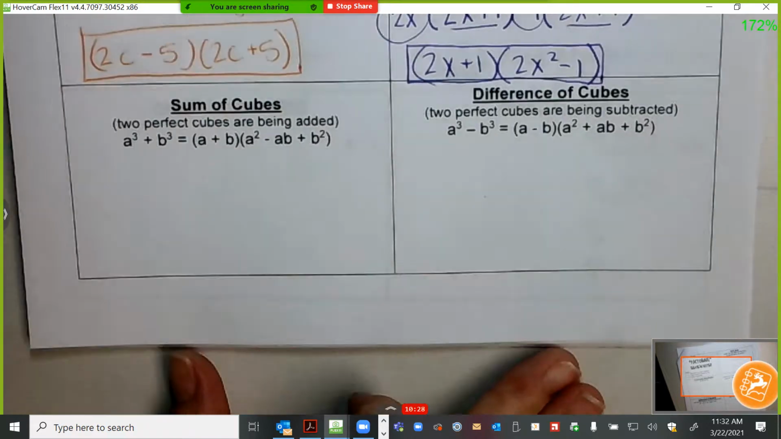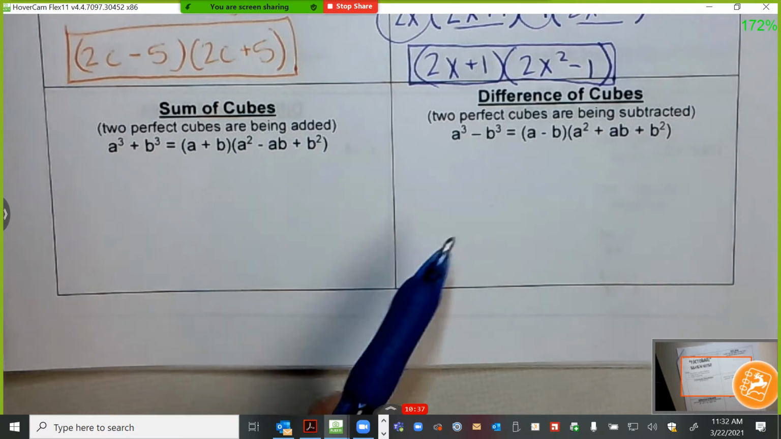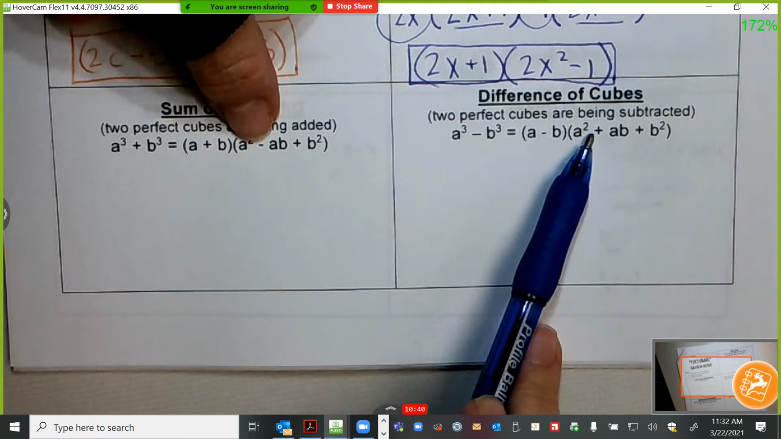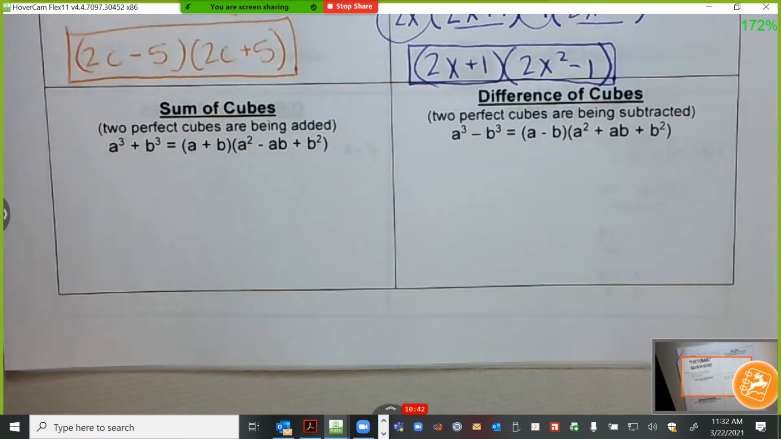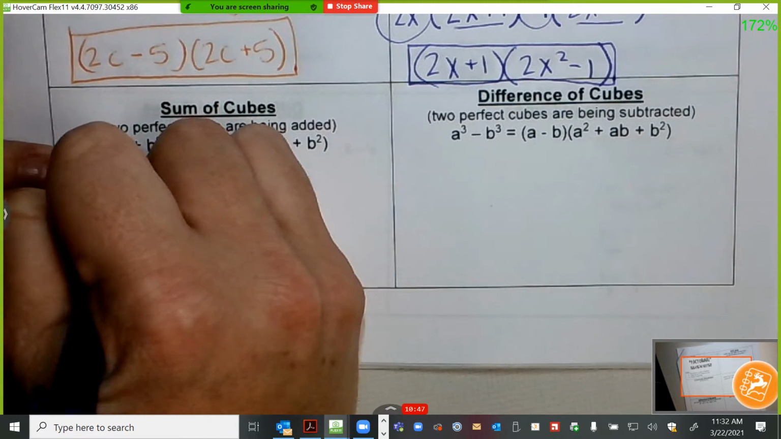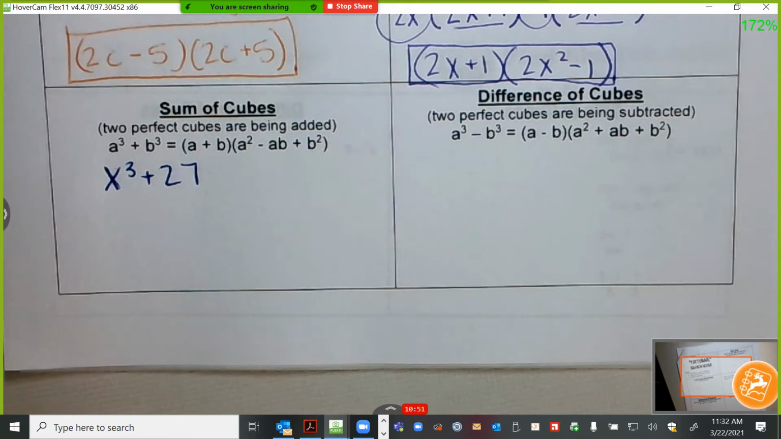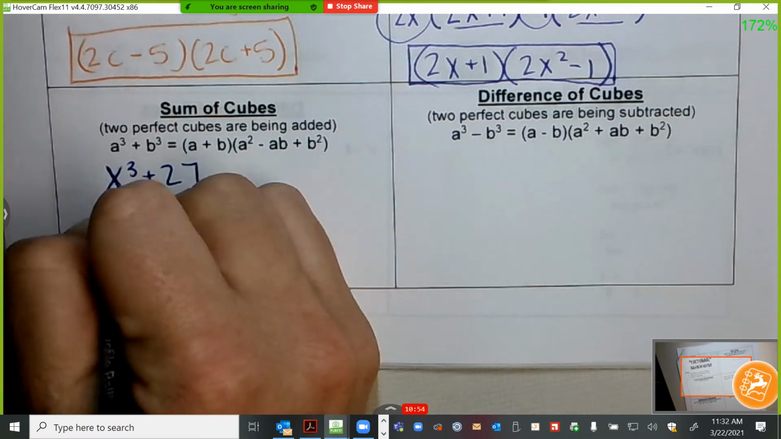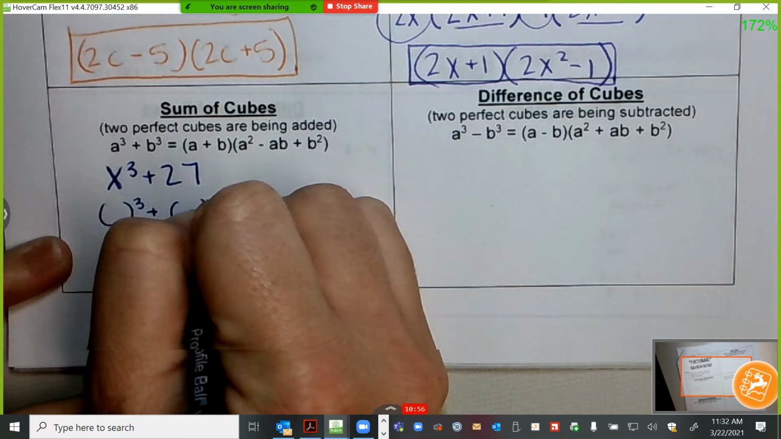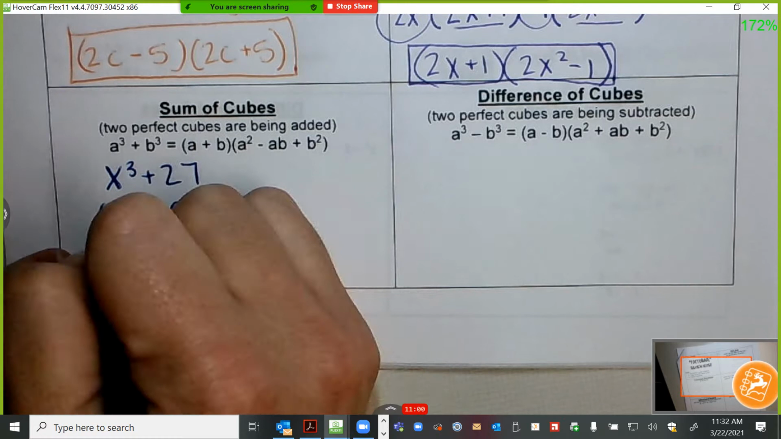Okay, our last two methods are sums of cubes and difference of cubes. I don't know if y'all remember, but these are very, very similar. The only difference is where you have a plus and a minus, but everything else is exactly the same. So for sum of cubes, our example is going to be x cubed plus 27. You want to find what cubed plus what cubed to find your a and your b.